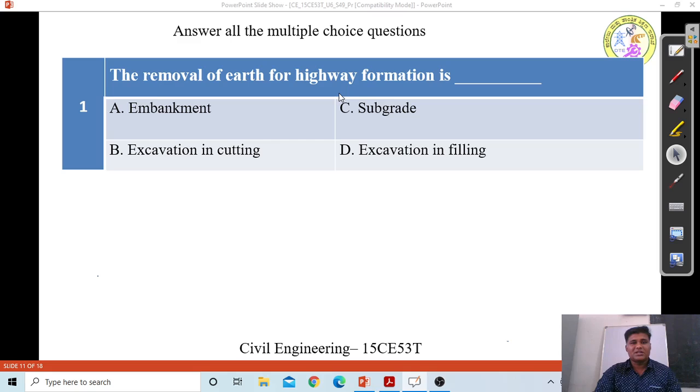The removal of earthwork for highway formation is: option A, embankment, option B, excavation in cutting, option C, subgrade, and option D, excavation in filling. The right answer is excavation in cutting, means you are going to remove the earth, so it is called as excavation in cutting.